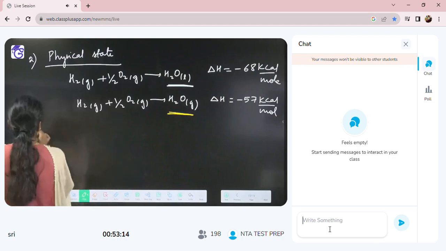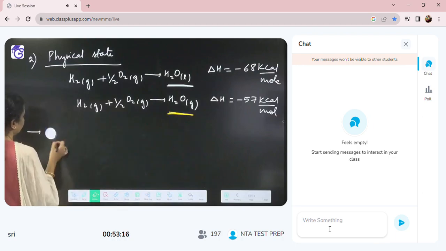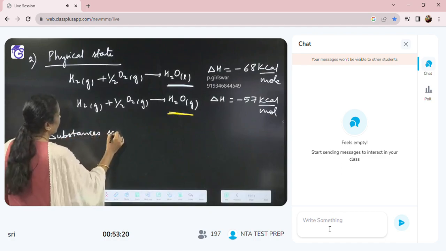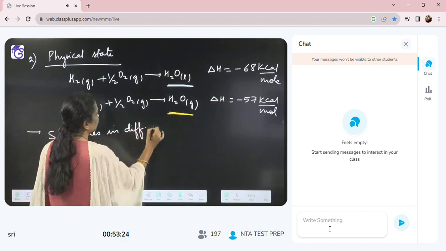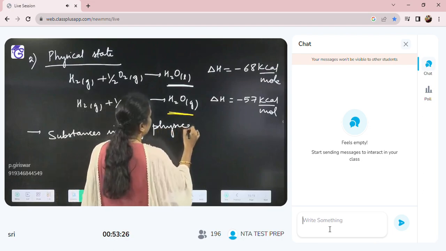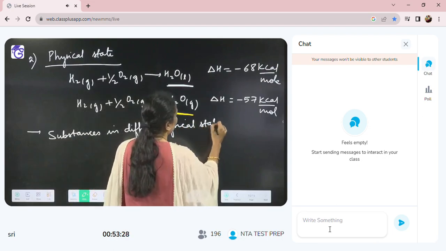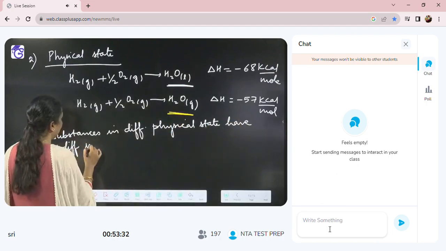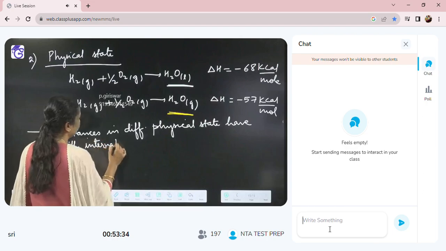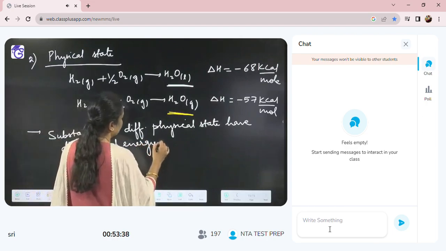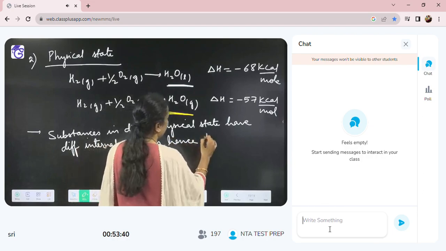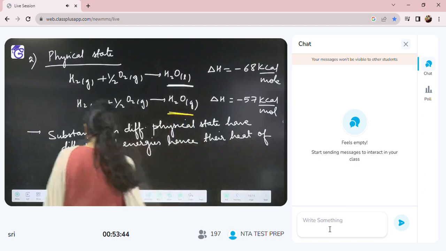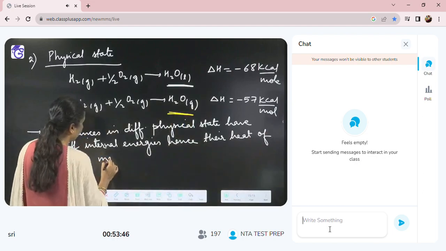Getting it? So I'm writing here, substances in different physical states have different internal energies, hence their heat of reaction may vary.